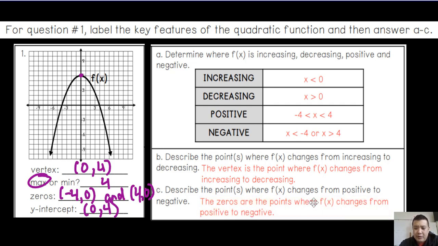Describe the points where f of x changes from positive to negative. Well, the zeros are the points where f of x changes from positive to negative, and also vice versa. You should also write that down, and vice versa, because the points where it changes from negative to positive are also where the zeros are. So it goes from negative to positive right here, and then positive to negative at the zeros.